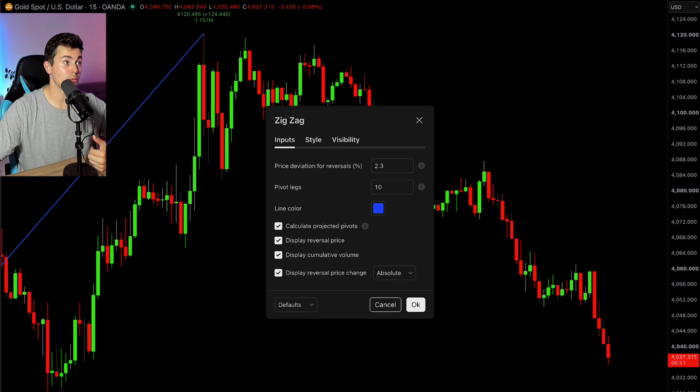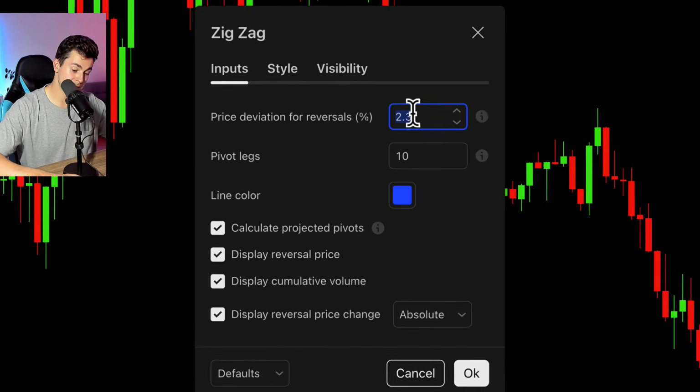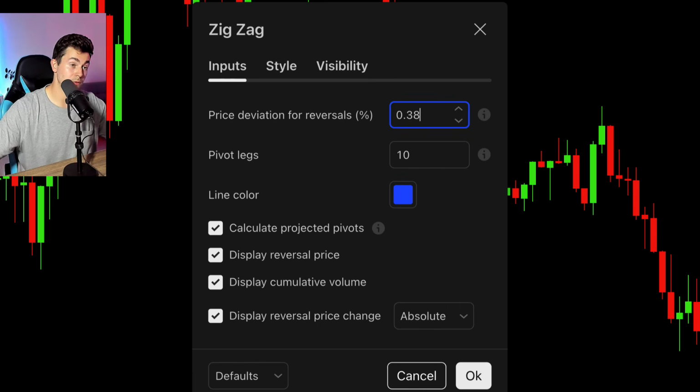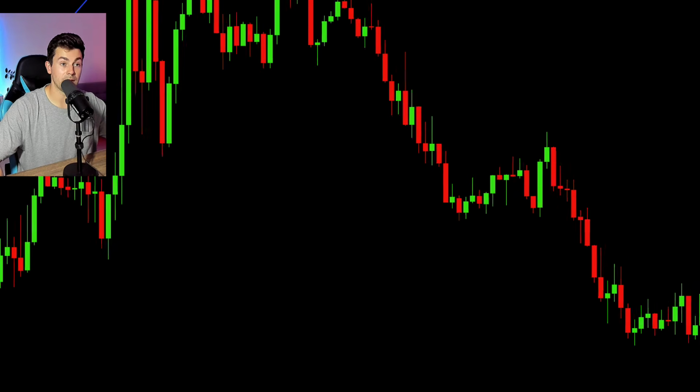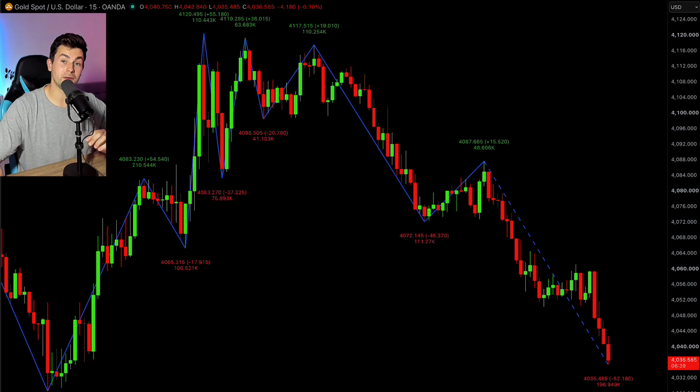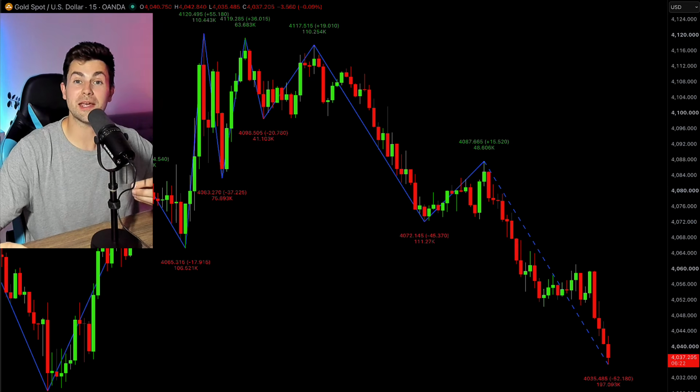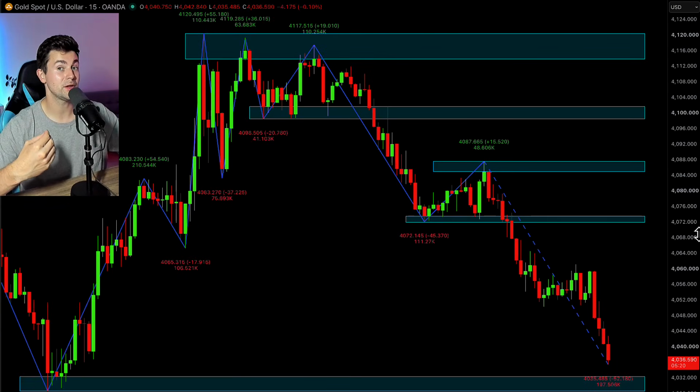And now let's open the settings and let's input 0.38 and click OK. Now the indicator starts recognizing significant highs and lows on 15 minutes time frame. And now, following the rules that I explained, we can execute support and resistance analysis. Please check significant support and resistance zones that I found using zigzag on 15 minutes time frame.